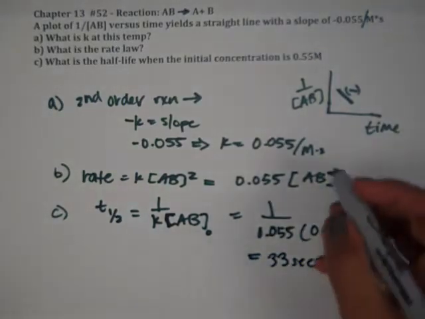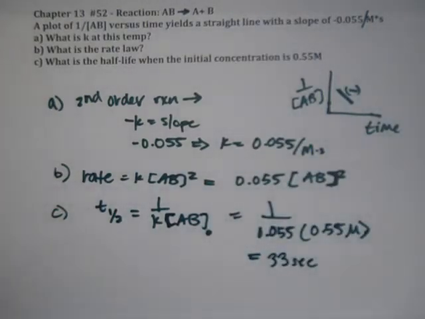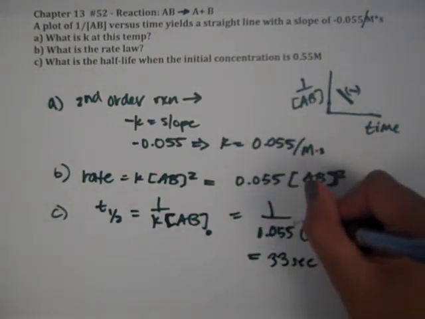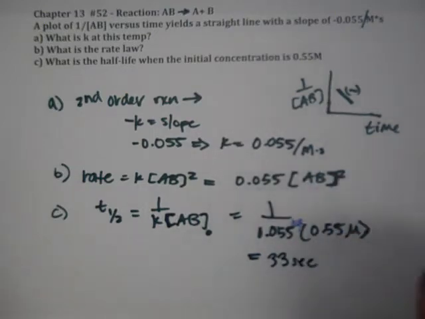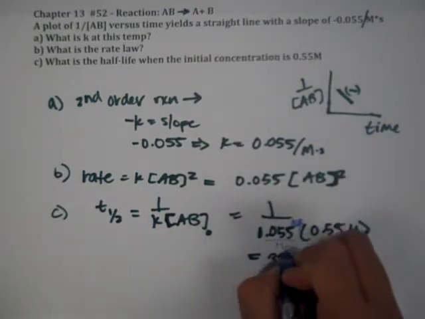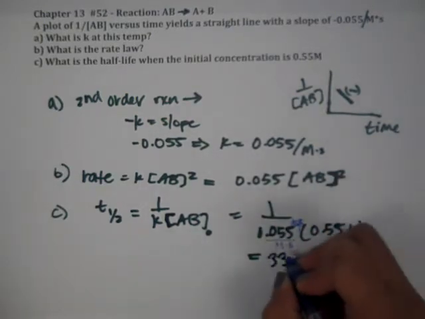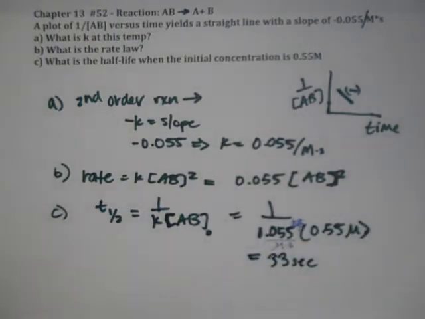Remember, the units of K are per molar seconds. So well, that just made it more complicated. It is per molar times seconds, so we cancel out the molars, and that's how we get seconds. So this one is just like that.